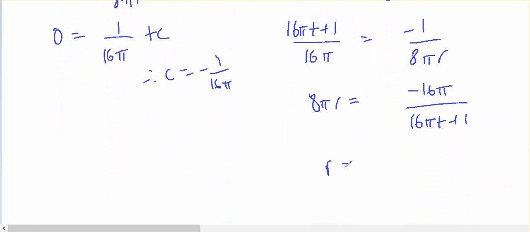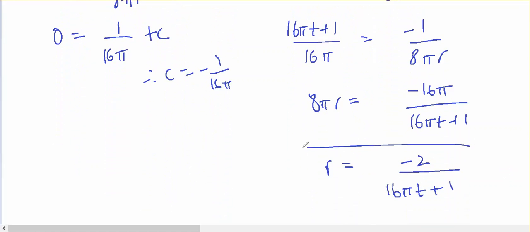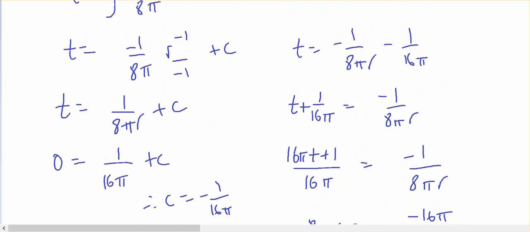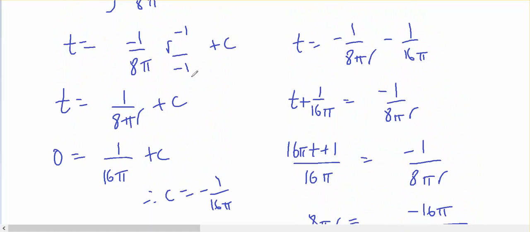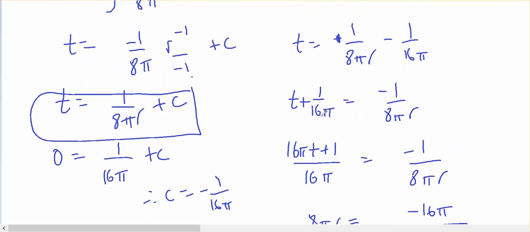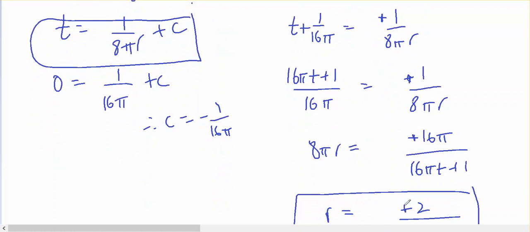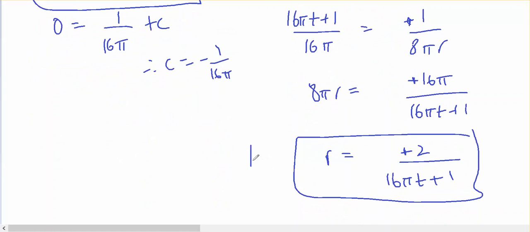Which means that r will equal negative 2 on top of 16 pi t plus 1. An expression for r in terms of t. And just double checking that. That should be a positive. Okay, so that's part B done.